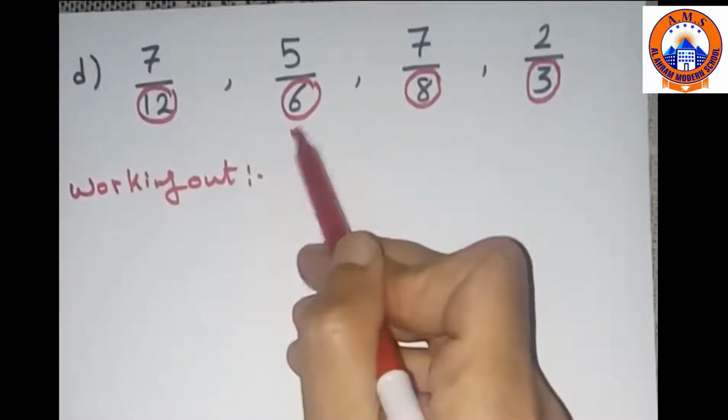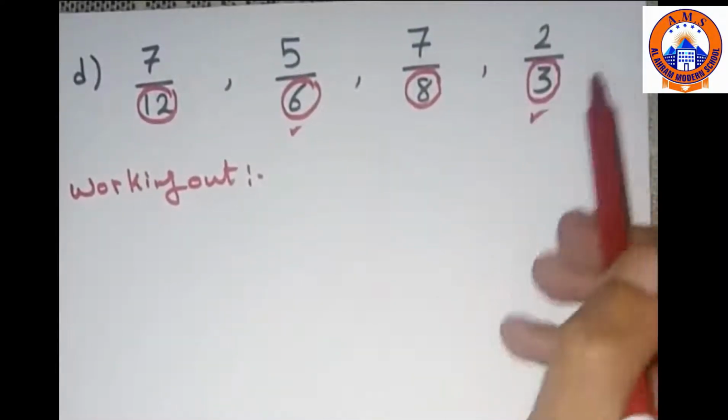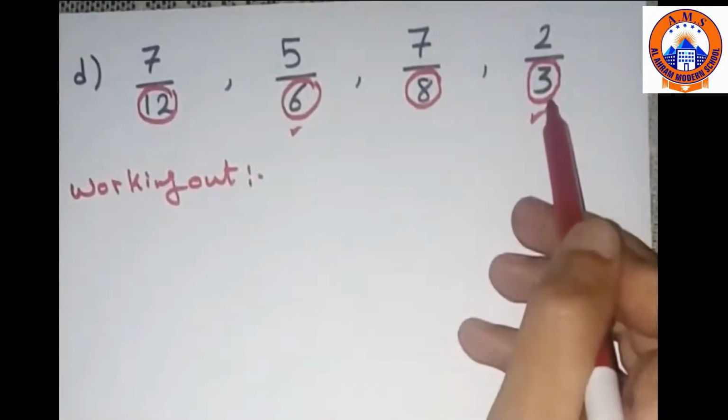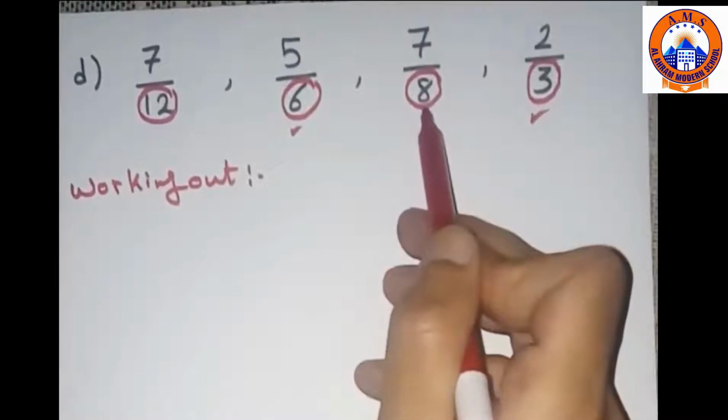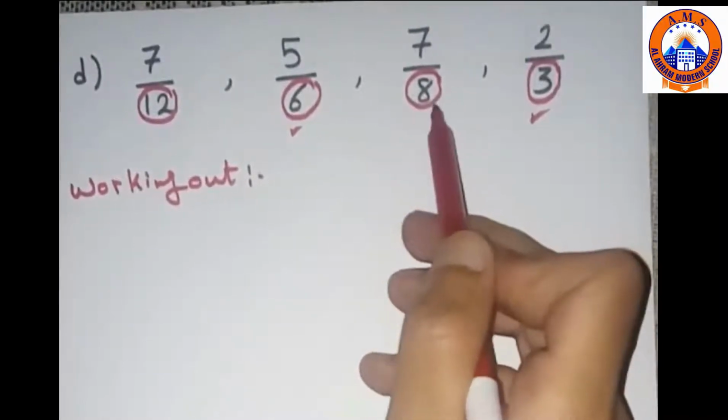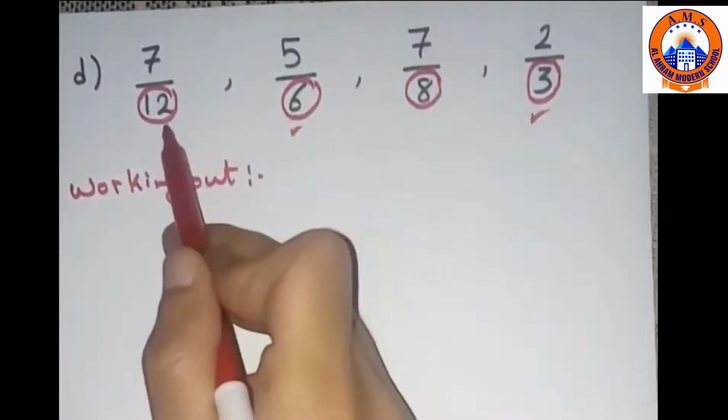We have denominators 12 and 6 and 8 and 3. So let's ask, can the smaller denominators be like the bigger denominator 12? 6 can be 12 and 3 can be 12. 6 can be 12 if multiplied by 2, and 3 can be 12 by multiplying by 4. But 8 cannot be 12 because there is no number to be multiplied by 8 to get 12.